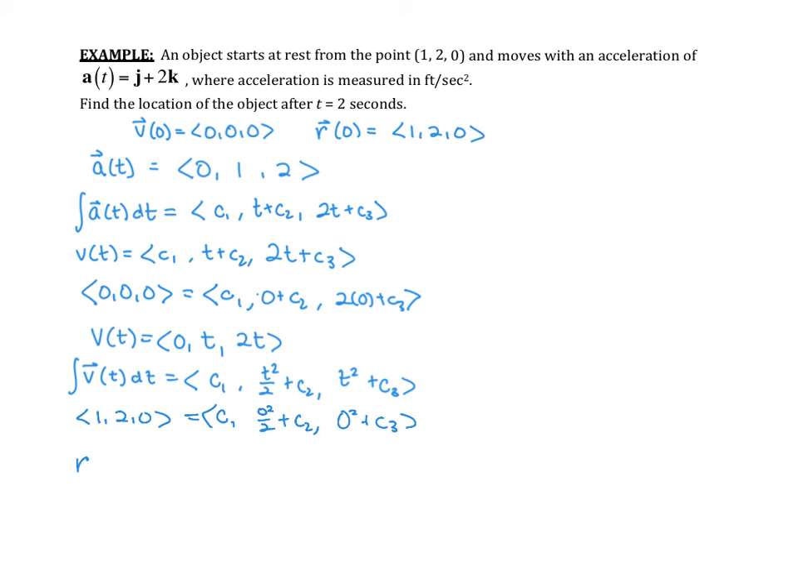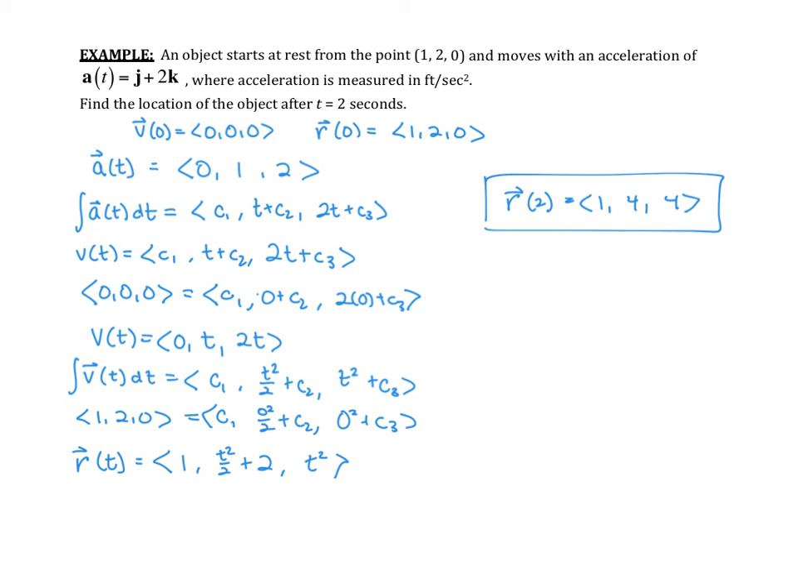So my position vector is (1, t squared over 2 plus 2, t squared plus 0). So my position vector is this. Now, if I want to find the position of the object after 2 seconds, I would do r of 2, and that gives me 1, 4 over 2 is 2, plus 2 is 4, 4. So my final answer would be (1, 4, 4).